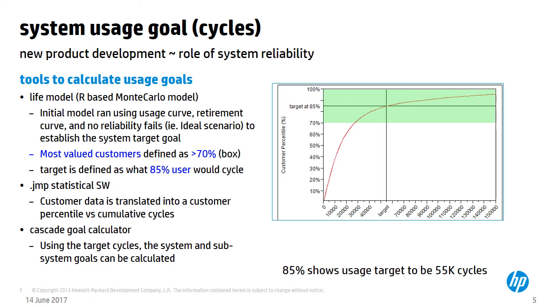In this case, what we're looking at is the number of cycles as you go along the x-axis, and this percentage on the y-axis is determining what type of customer would go to that particular cycle. Our most valued customers tend to be in this top 30%, above 70% essentially, where the target of 85 percentile is our midpoint of the most valued customer segment.